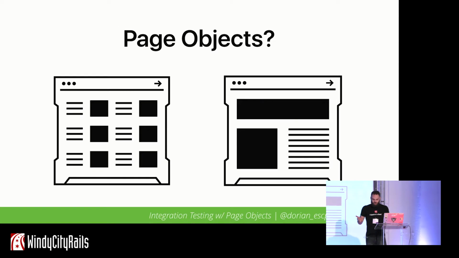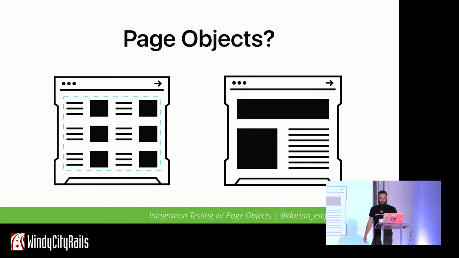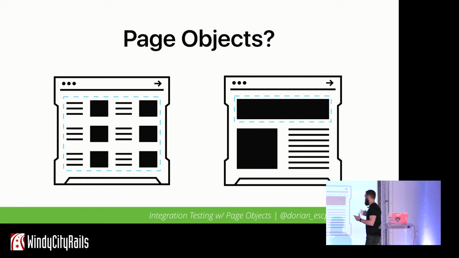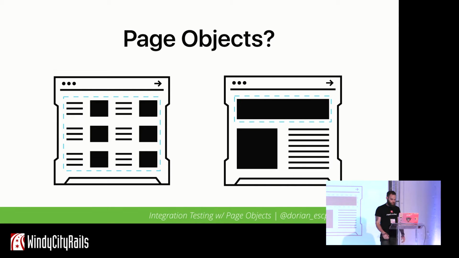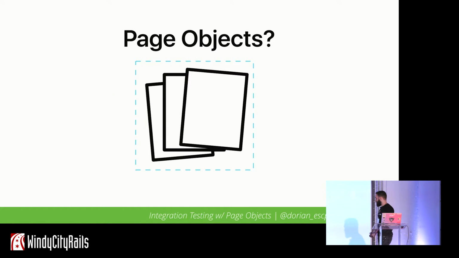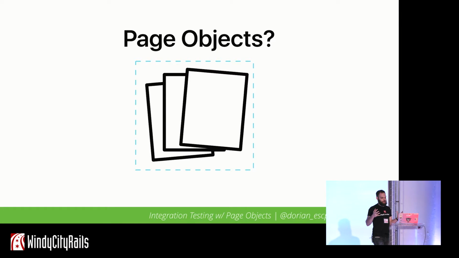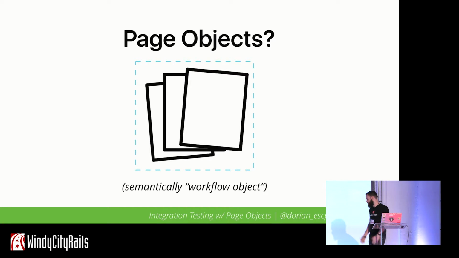So what are page objects? Take those two screens here. A page object can be the whole page, interacting with everything on the page, but it can also be a component. So if you have a header or a nav bar, that can be a page object. They can also be multiple pages. If you have multiple pages that are related to the same interaction, you can assume that maybe in the future they will be refactored into a single page application that will do all of those things as one page. So you can treat those semantically as a workflow object. That's how I like to think about them.